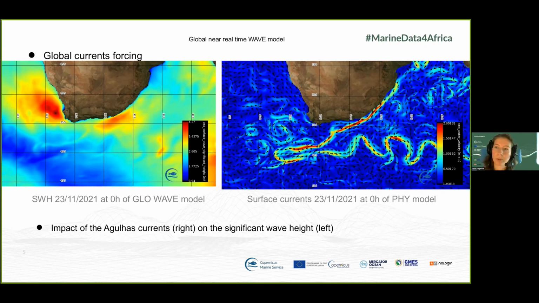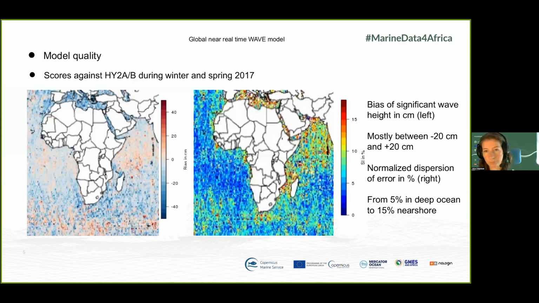So we have done a general study of the model quality. We have used external observations here from the altimeters of Jason-3 A and B. They are not used in the simulation, so we can use them to validate the model. We have a mean bias mostly between minus 20 and plus 20 centimeters. And the dispersion of error is quite good in deep ocean. We have only 5% of dispersion of error in deep ocean.